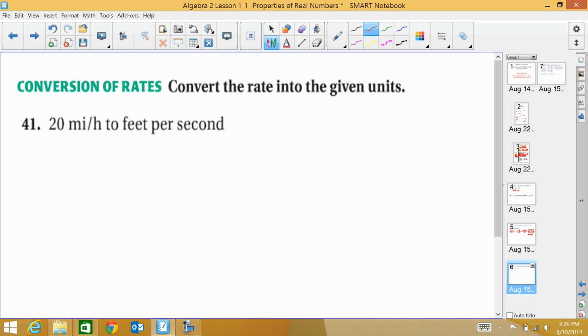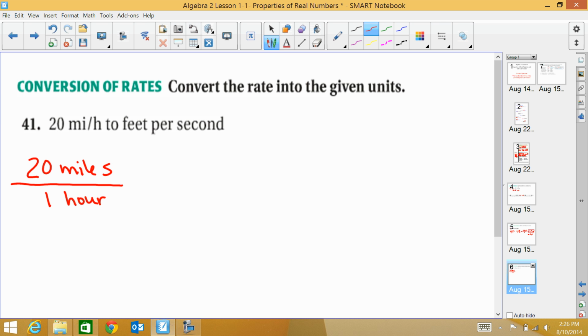Convert 20 miles per hour to feet per second. Now this is just like the one that we did in the notes. So first you want to write down what you have. We have 20 miles per 1 hour. And we're converting to feet per second.